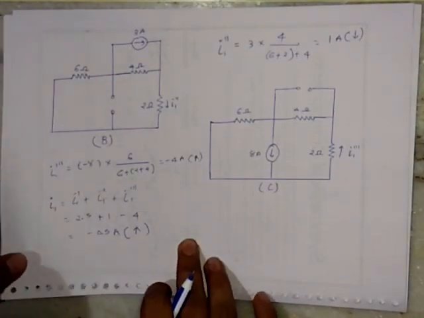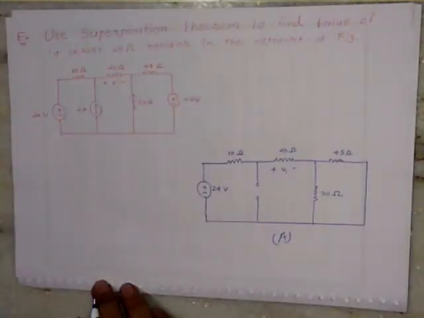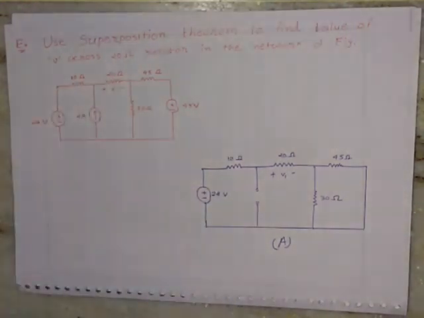Now we will see another example to understand the superposition theorem. That is: use the superposition theorem to find the value of V across the 20 ohm resistance in the network of the figure. Here the network is given and we have to determine the voltage across this 20 ohm resistance.